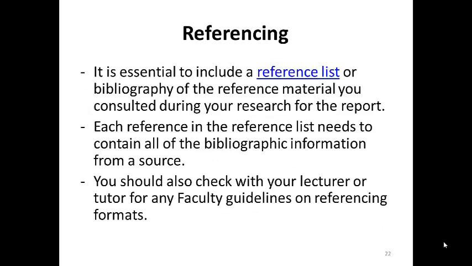Next, we are brought to referencing, which is obviously essential, particularly in academic writing. So you need to include any sources that you have consulted during your research for the report. Just a reminder, a bibliography is a list of all the reference material you consulted during the research, while a reference list is a list of all the references that you actually include in your report, listed in alphabetical order at the end. Now, each reference in the list needs to contain all of the bibliographic information from a source, and you should also check with your lecturer or tutor for any guidelines or faculty guidelines on referencing formats.